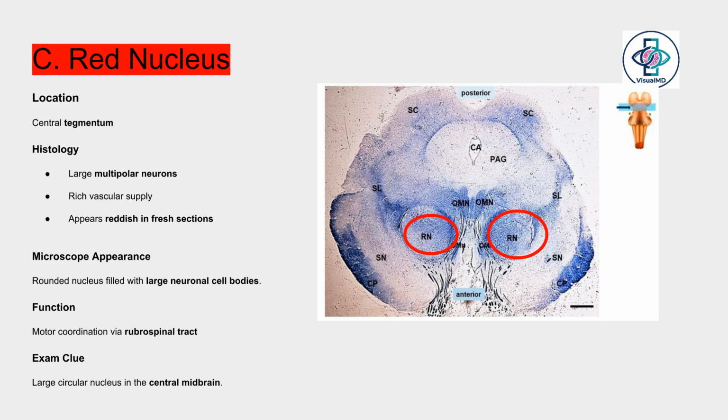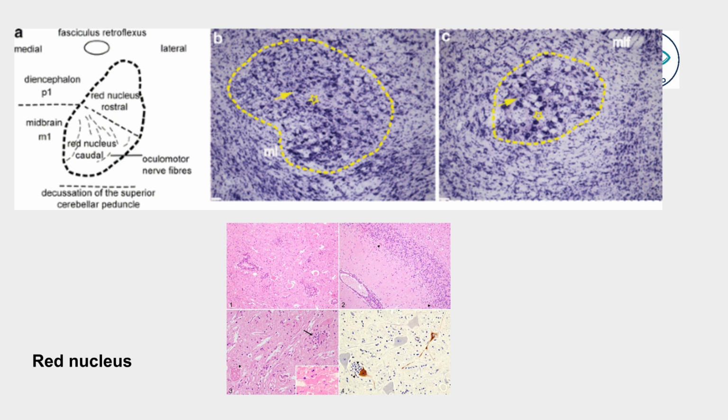Next is the red nucleus, located in the central tegmentum. It contains large multipolar neurons and appears reddish in fresh sections due to rich vascular supply. It functions in motor coordination via the rubrospinal tract. The clue is a large circular nucleus in the central midbrain. Here are additional histological images and a diagram showing the red nucleus.